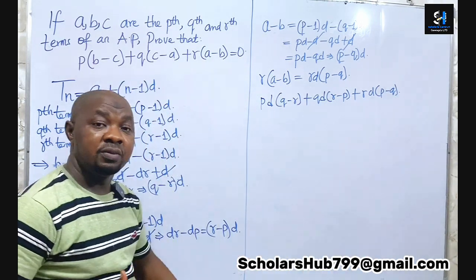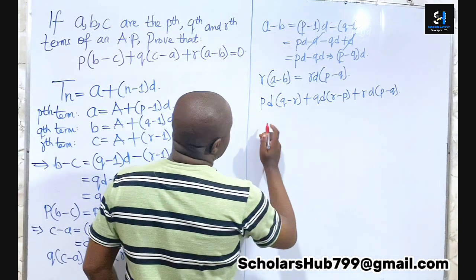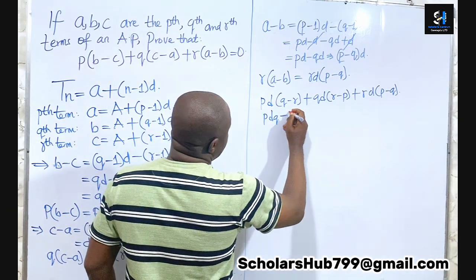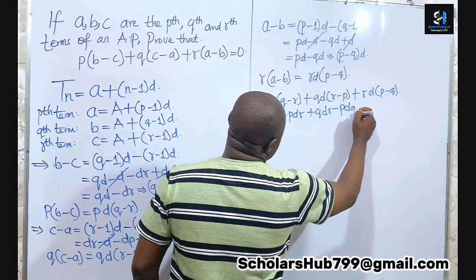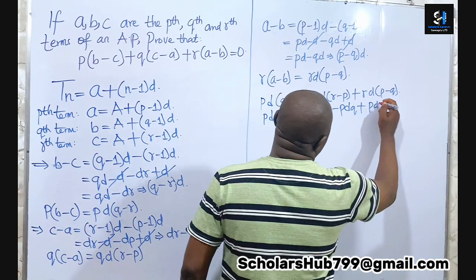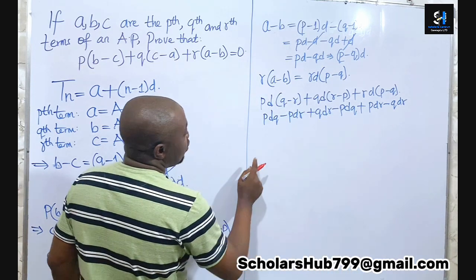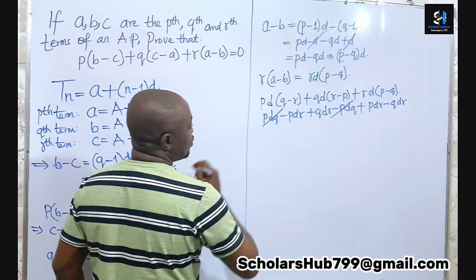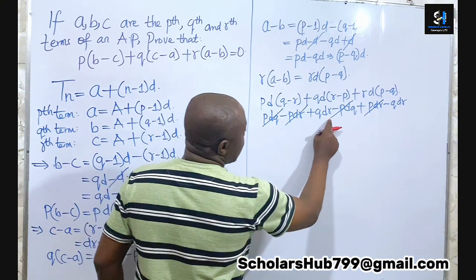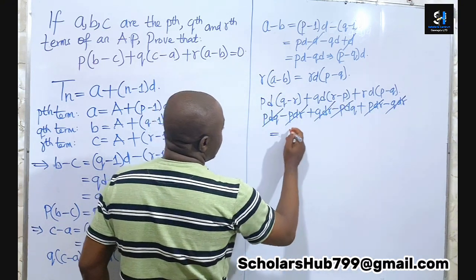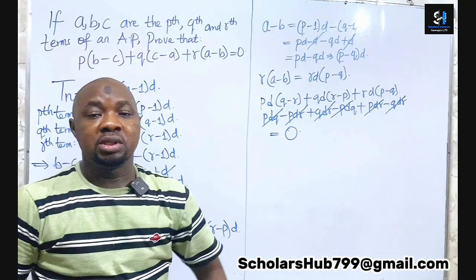So now I'm going to remove the parentheses and then simplify. We have pdq minus pdr plus qdr minus pdq, then plus pdr minus qdr. So we have pdq minus pdq to be 0. Negative pdr plus pdr is 0. qdr minus qdr is also 0. And this is how to prove that this expression is equal to 0.